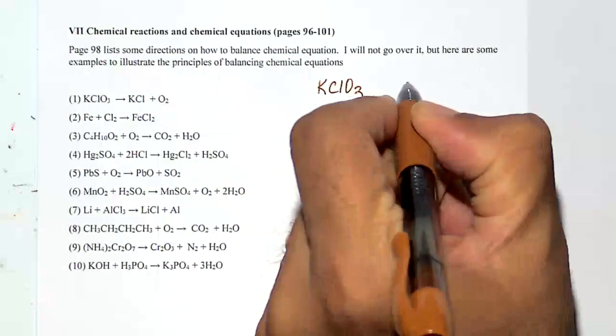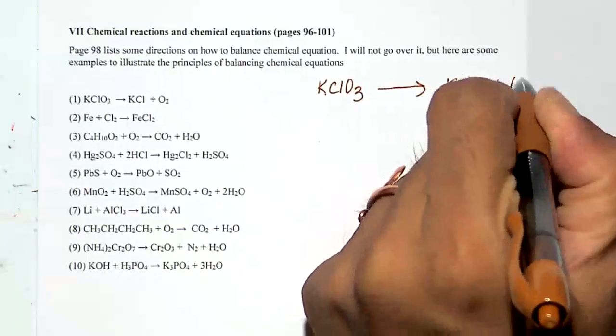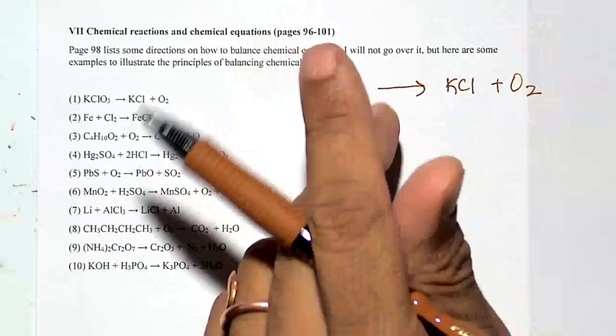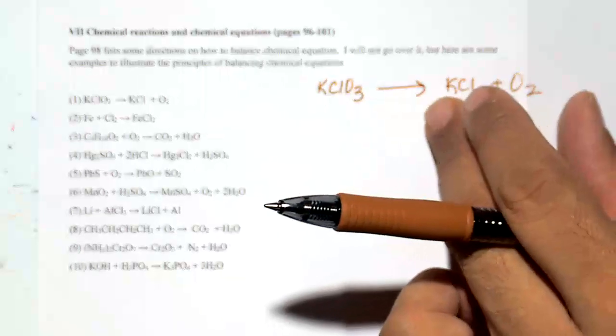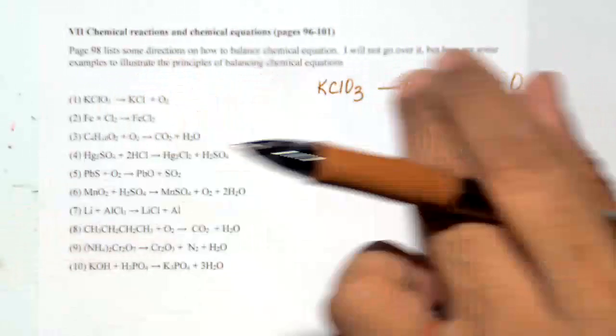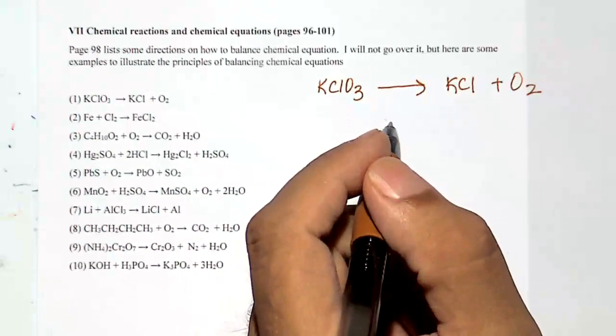So we'll do the first one here. KClO3 goes to KCl plus O2. Right, so this here is called the reactants, to the left of the arrow. This here to the right of the arrow are called products. So reactants go to products. We need to balance it out.